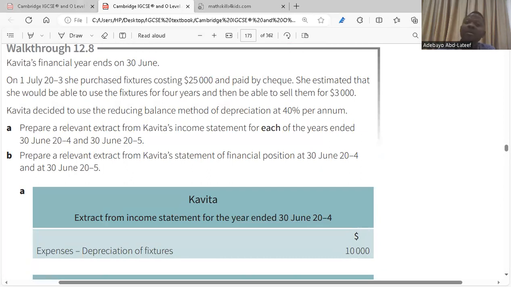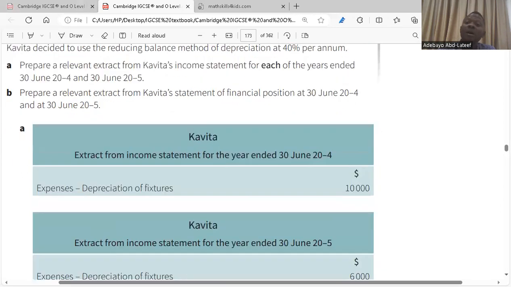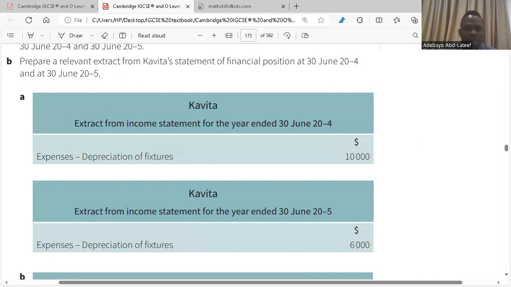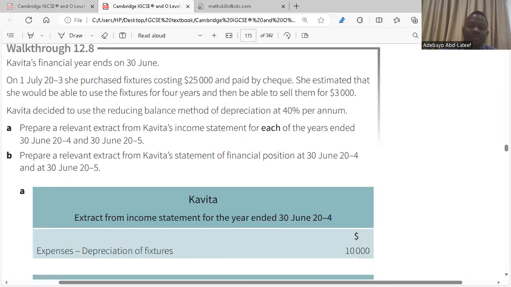10,000. Depreciation of fixtures. That's the provision for depreciation. Yes. It will be how much? 10,000. Then 40% of 10,000 again. Yes, it's 4,000. 4,000 minus 10,000, 6,000. What is that? Oh, 40% of 10,000.